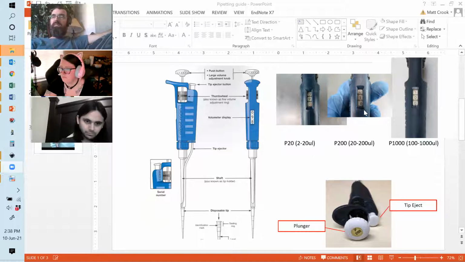So this is set, actually it's set wrong. Ha, whoever took that picture. This is set to 16 microliters, which is wrong because it's outside the range.